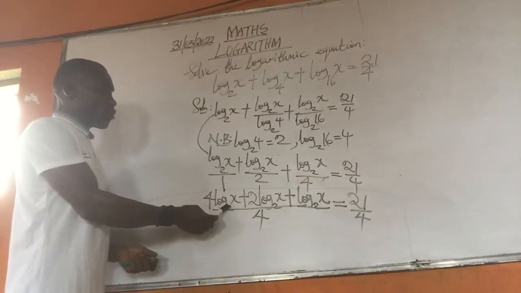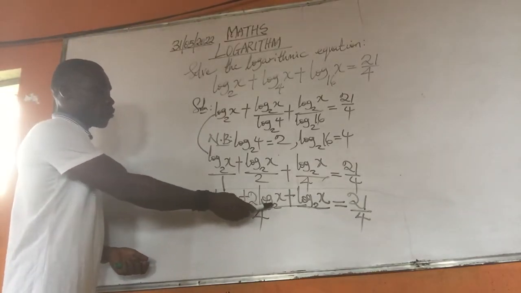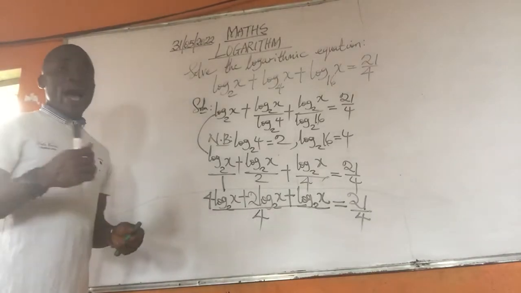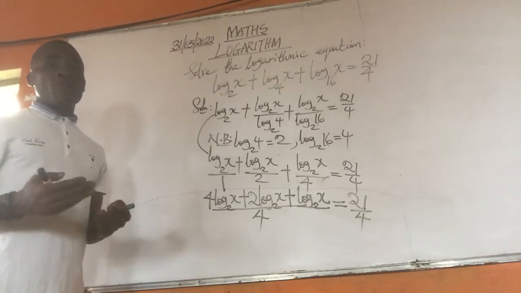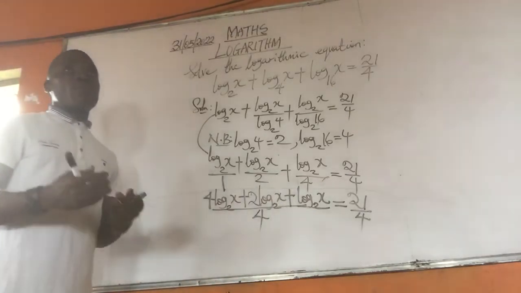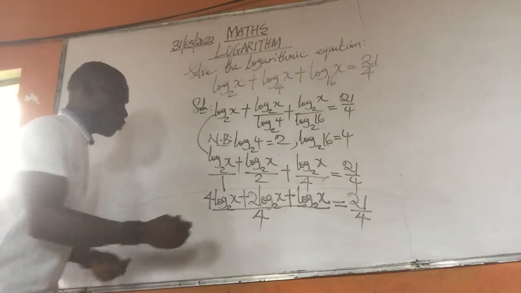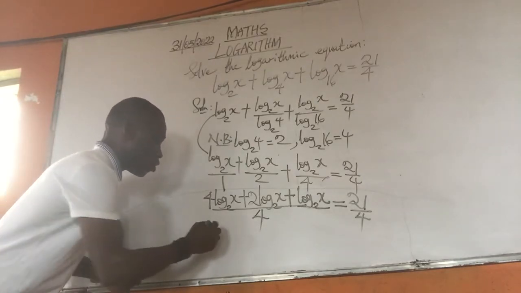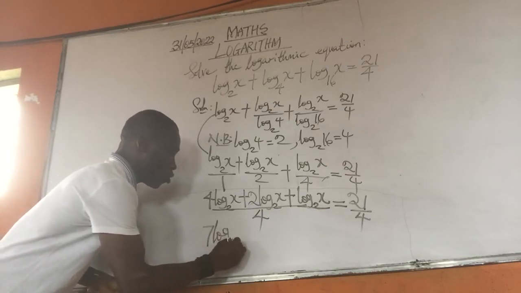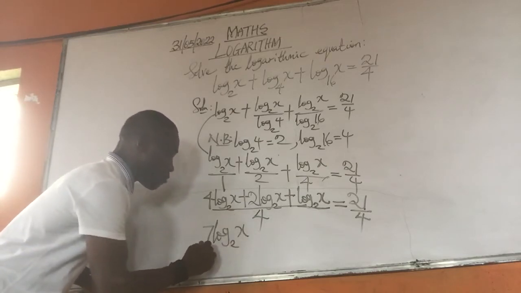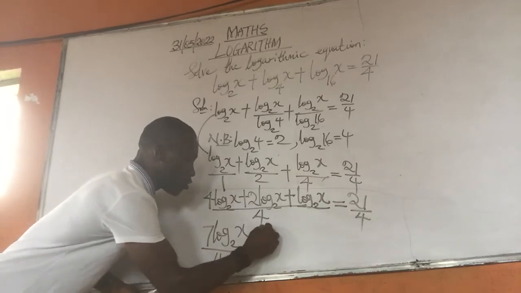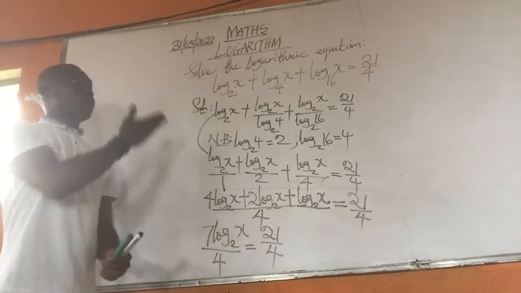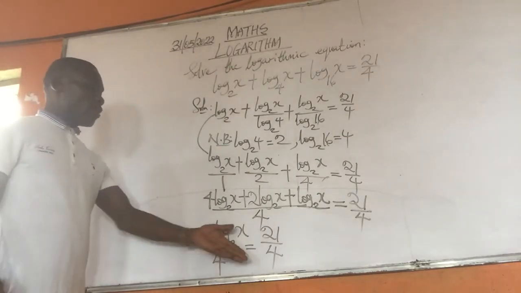Now 4 log base 2 raised to the power of x plus 2 log base 2 raised to the power of x will give us 6 log base 2 raised to the power of x. Then when you add your 6 log base 2 raised to the power of x to log base 2 raised to the power of x, that will give us 7 log base 2 raised to the power of x, then divided by 4, equal to 21 over 4. This is what we are having in this kind of equation. Then this is a very simple equation.